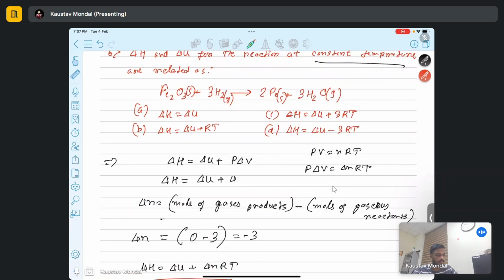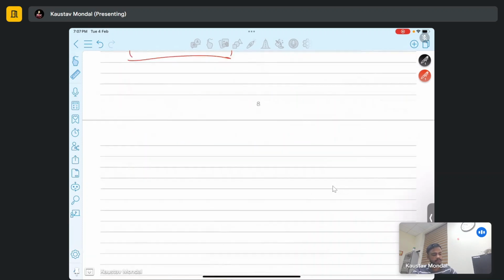Okay, so this is how this thing is related. So the correct option will be option D, right? Yeah, option D. So that is problem number 6. Now we go to problem number 7. Let me write problem number 7.